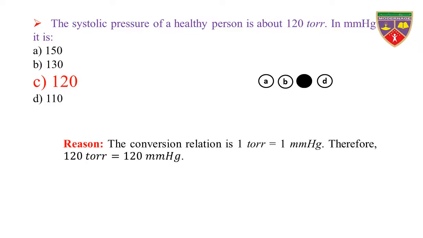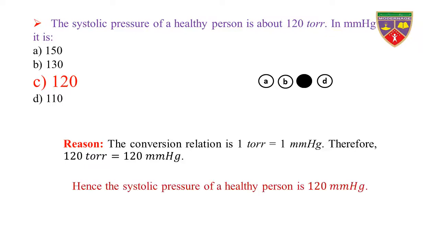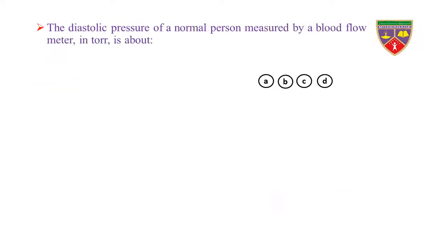Reason. The conversion relation is 1 torr is equal to 1 millimeter of mercury. Therefore, 120 torr is equal to 120 millimeter of mercury. Hence, the systolic pressure of a healthy person is 120 millimeter of mercury.